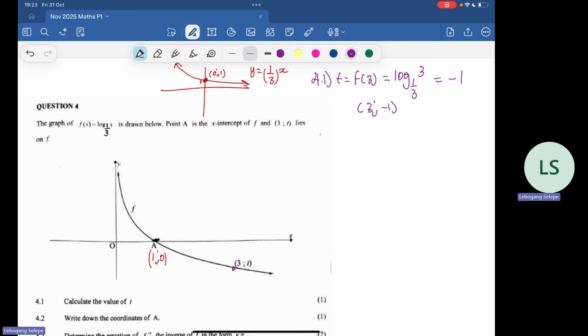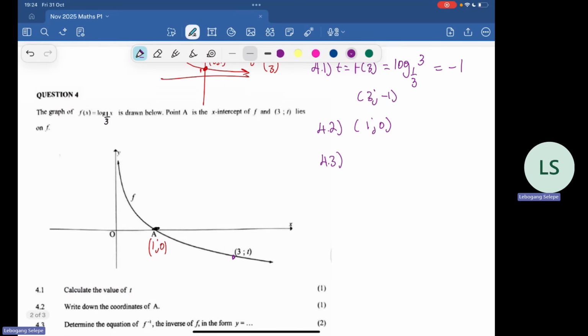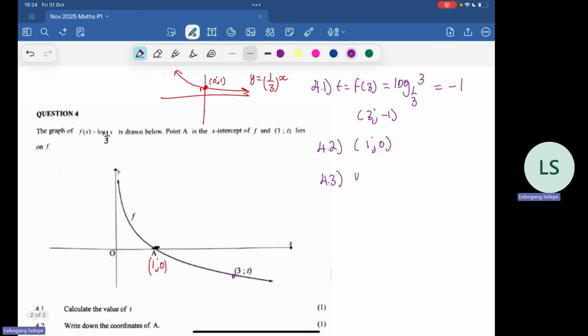Let's move on to 4.2. Write down the coordinates of A. We already figured that one out: 1 is to 0. 4.3, they say we should determine the equation of the inverse. We already figured that one out. y equals 1 over 3 to the power x.